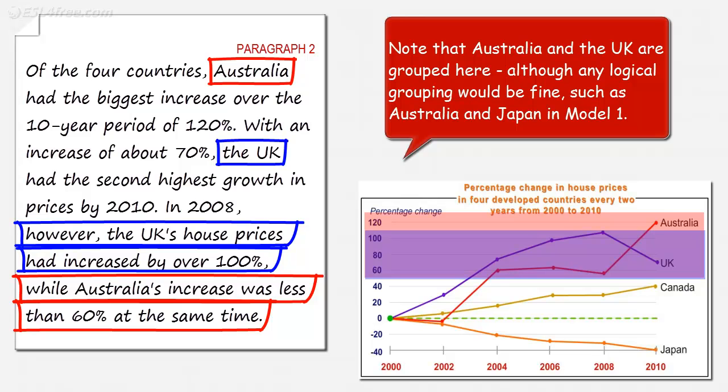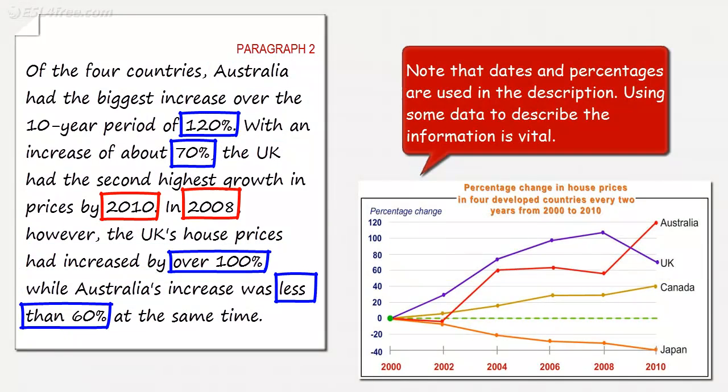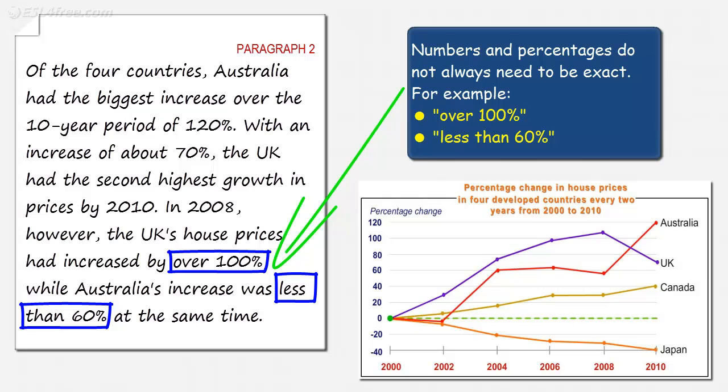Note that Australia and the UK are grouped here, although any logical grouping would be fine, such as Australia and Japan in Model 1. Note the dates and percentages they used in the description. Using some data to describe the information is vital. Numbers and percentages do not always need to be exact. For example, over 100%, less than 60%.